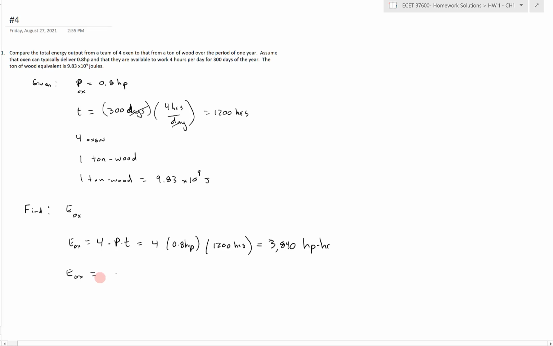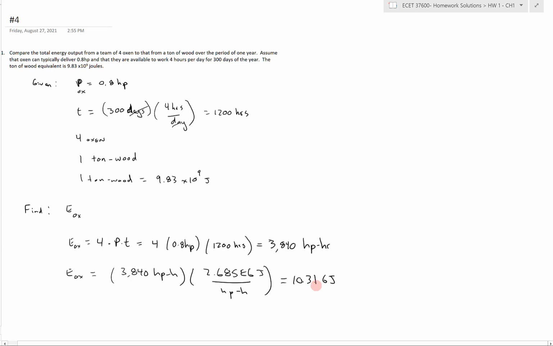And so the oxen is going to be 3,840. Some people write this HPH, some people write it HPHR. Hopefully you're paying enough attention that that doesn't confuse you. Then we'll just throw in that conversion factor from the textbook, 2.685 e to the 6 joules for every HPH. And so I got 10.31 gigajoules.